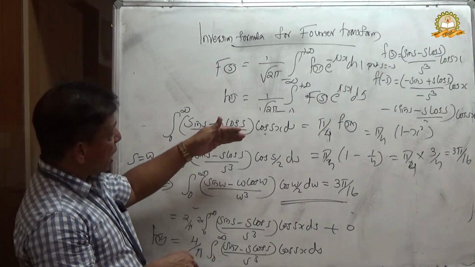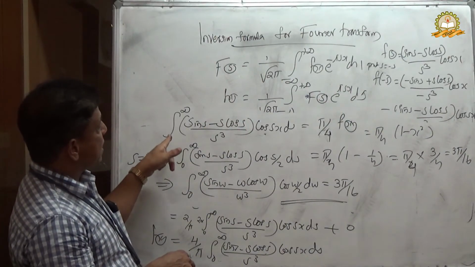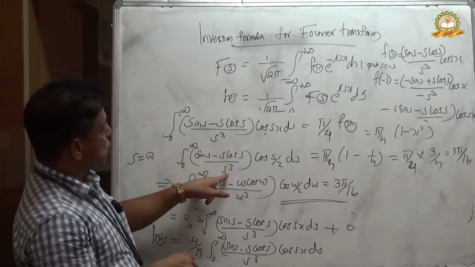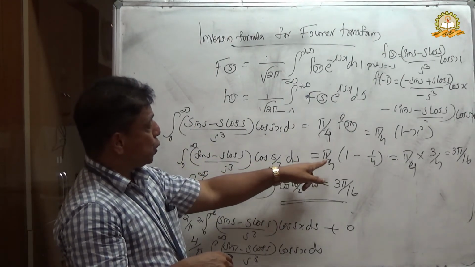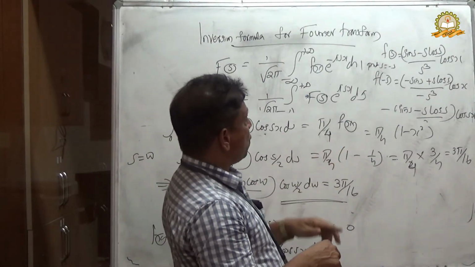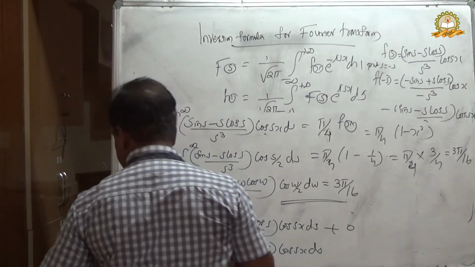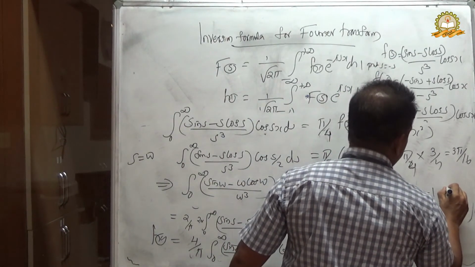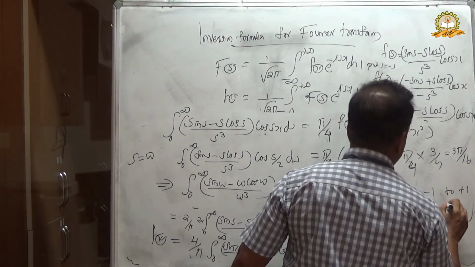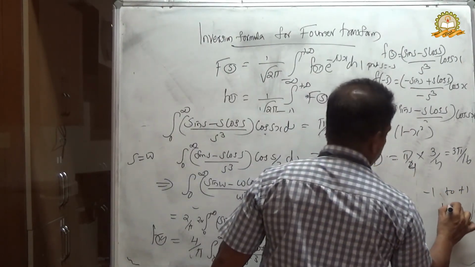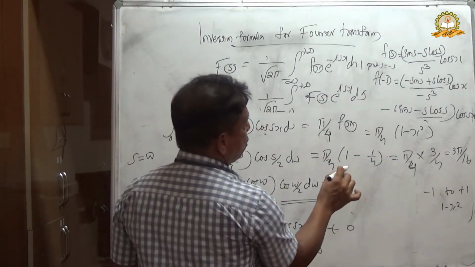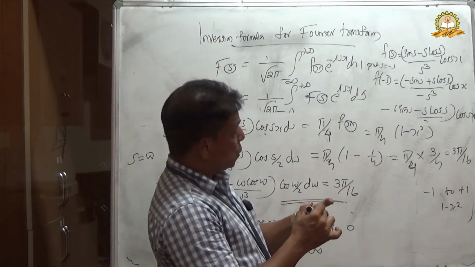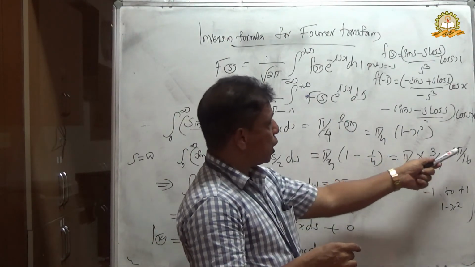Then to arrive at the result, first we put x is equal to 1 by 2. When we put x is equal to 1 by 2, (sin s minus s cos s) by s cube into cos s by 2 ds, pi by 4 into 1 minus x square with x is equal to 1 by 2. Our result holds for minus 1 to plus 1, where the function value will be 1 minus x square. Therefore, when we put x is equal to 1 by 2, 1 minus 1 by 4 is equal to 3 by 4. Pi by 4 into 3 by 4 equals 3 pi by 16.